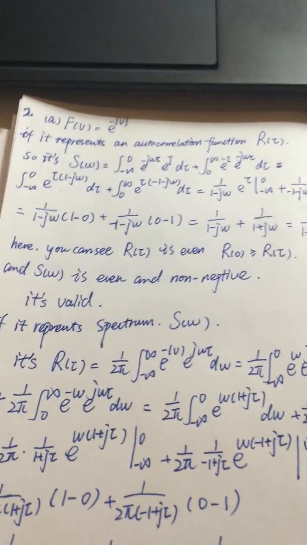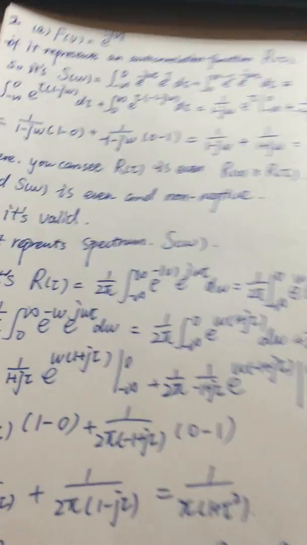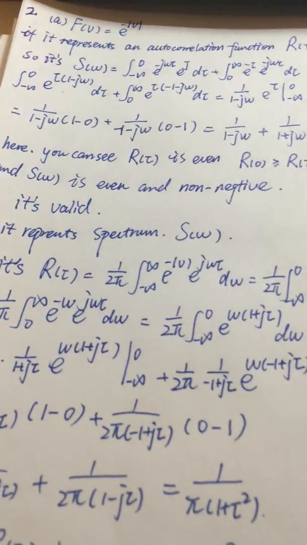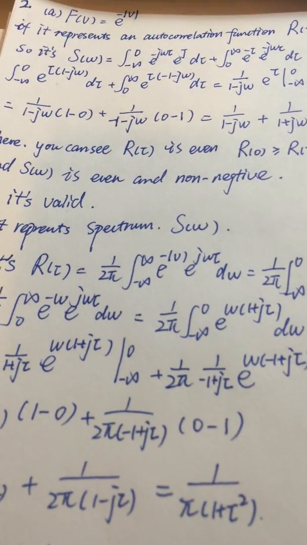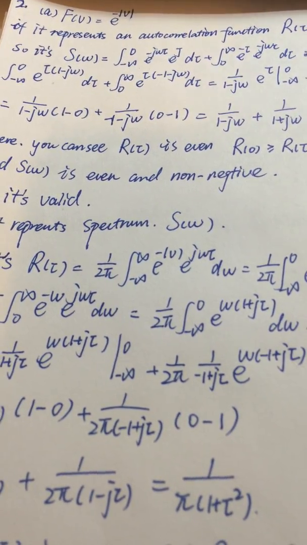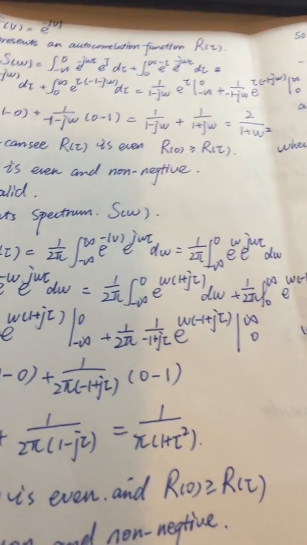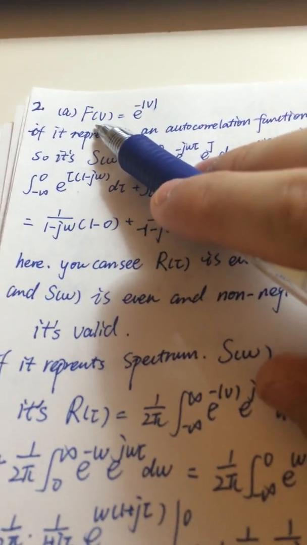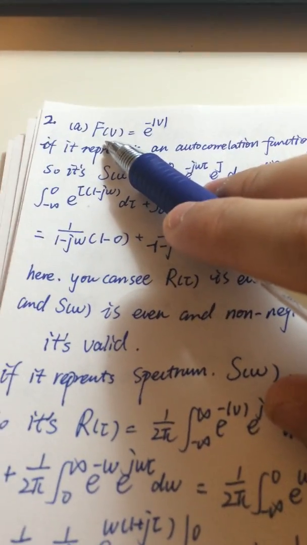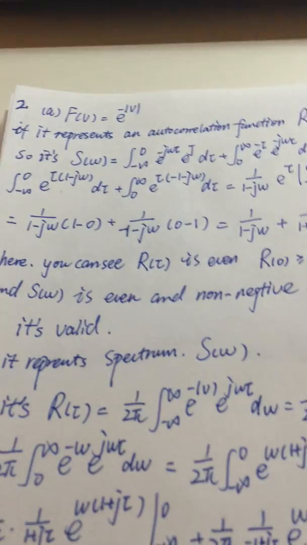Hello, this is Liao. This is the second question of homework 11. This question is about finding the property of the autocorrelation and the spectrum. It gives us a different f, and we will see if it is valid when f equals the autocorrelation function or the spectrum.